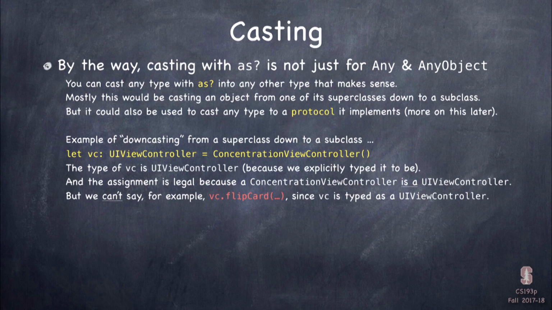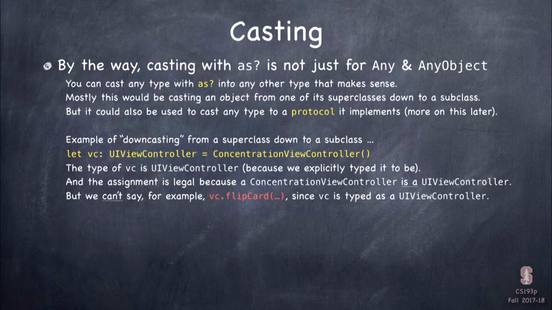People get confused about this. It's like back when we were talking about protocols and I had something of type Movable and I had a car in there and I wanted to send it changeOil and people were like, why not? Well, because the variable was typed to be a Movable and Movables didn't know how to change oil. Cars do. This is exactly the same thing, just with inheritance instead of protocols.